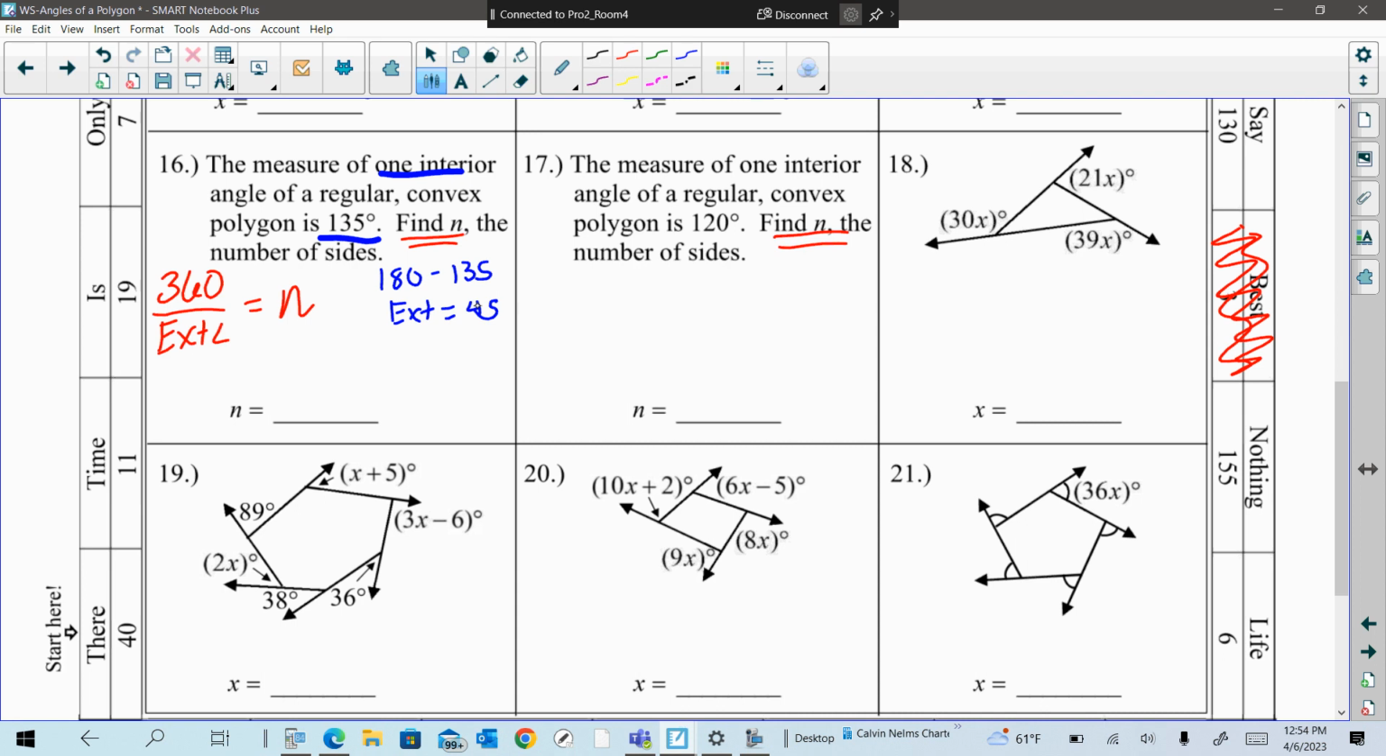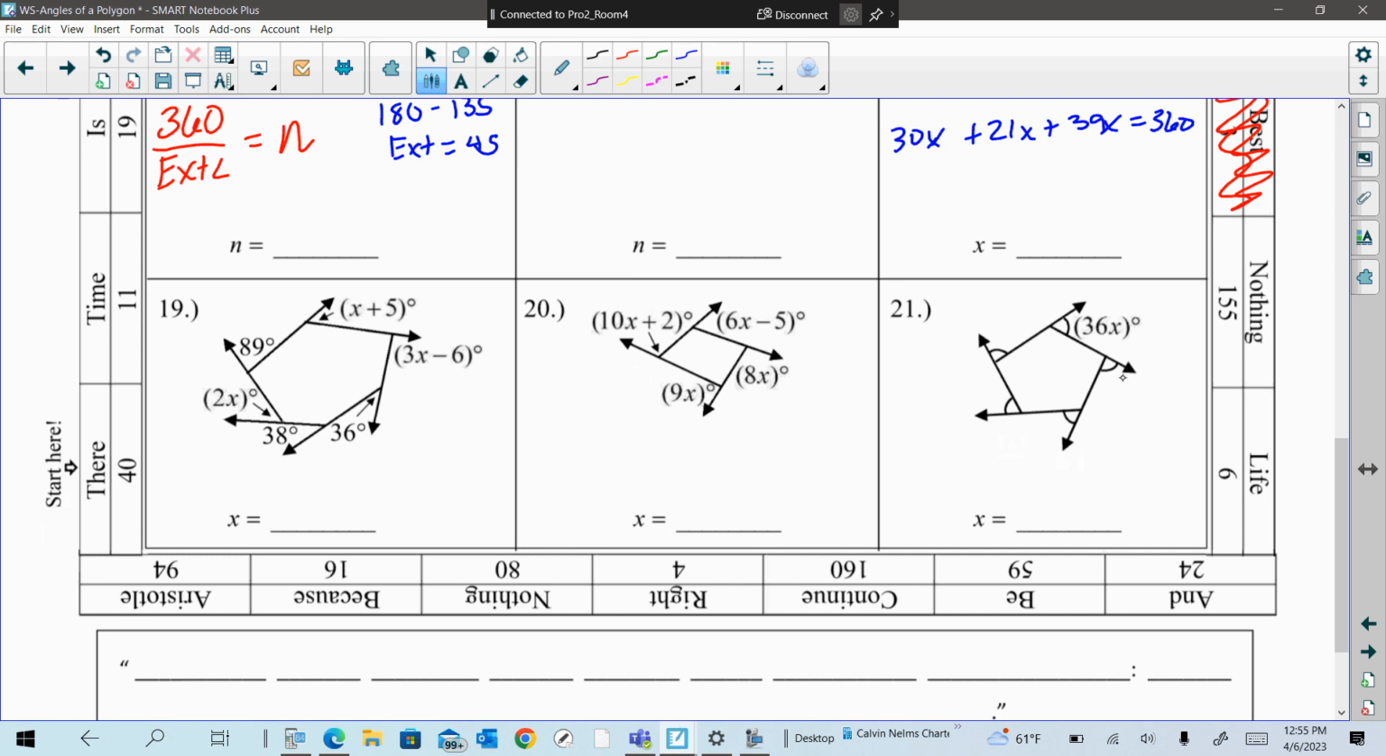And then on 18 through 21, all of these angles or x variables are representing angles on the outside of the polygon. So what should we use for this? If I give you exterior angles, all of them, 360. The sum of the exterior angles is always 360. So you have to take your 30x, your 21x, and your 39x, and make it equal 360 to solve for x. The only difference between 18, 19, and 20 versus 21 is that all of these angles are the same, but it still has a sum of 360.